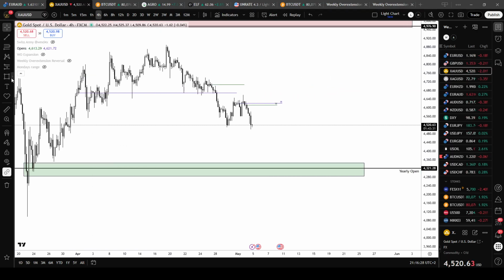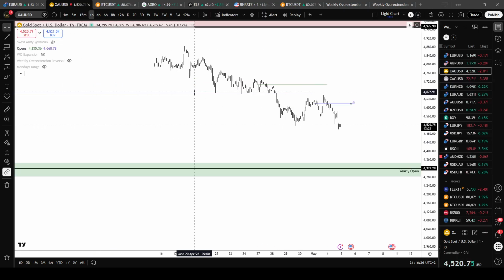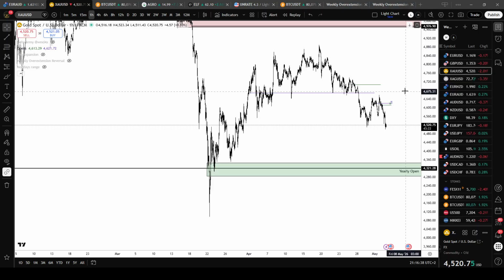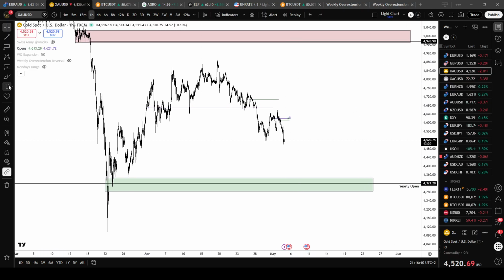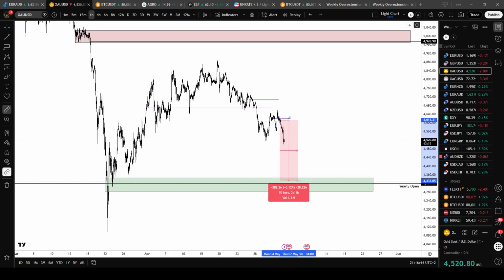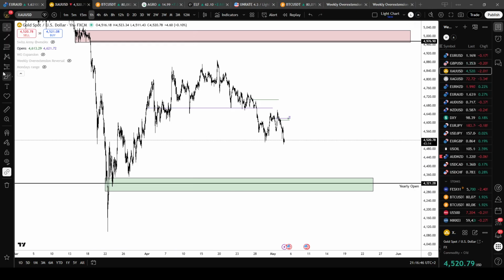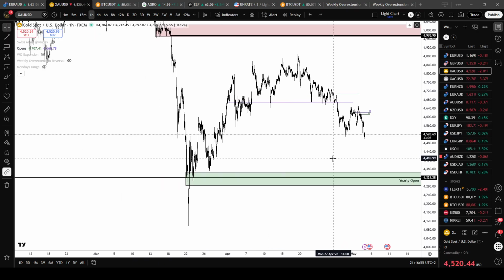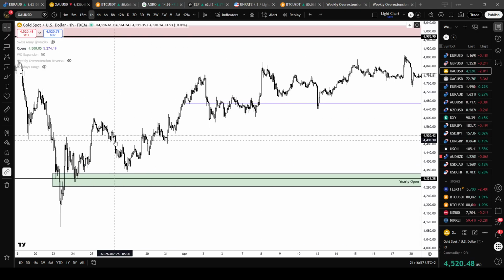I think if price comes into the yearly open, it will be a great opportunity for longs, especially if it happens this week, because it would be very extended for a week. So a bounce from there would be very likely to happen.